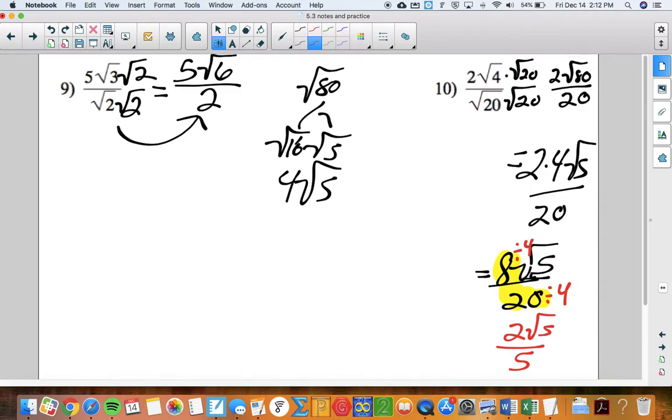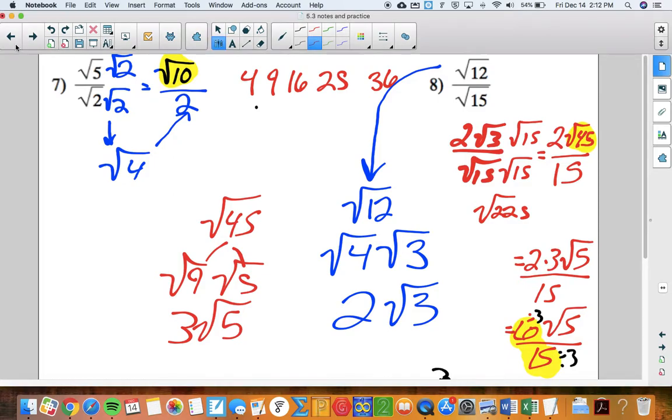There we are. I was going to show you there's another way to do that one. Do you want to see that? Let's do it. I think we have enough time.